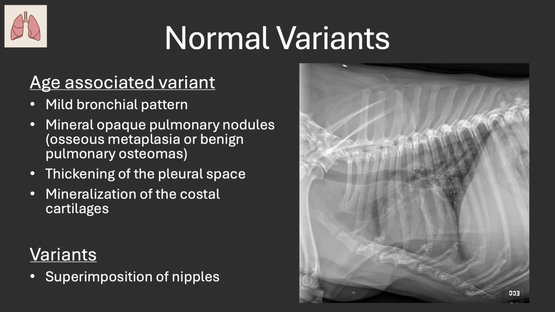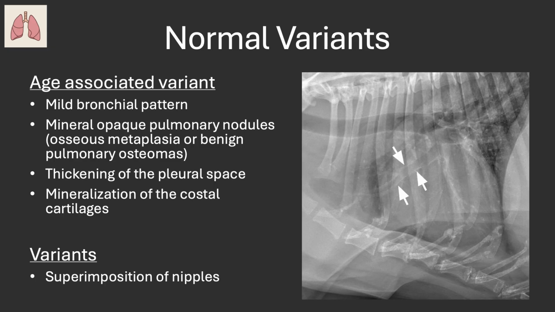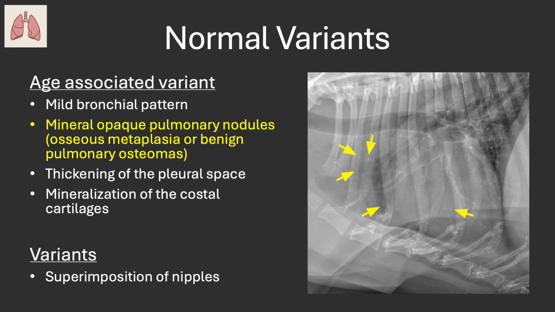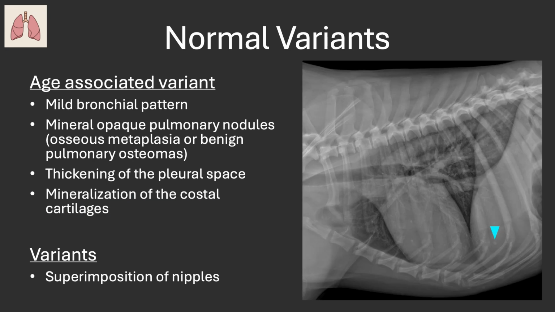In aged animals and with increasing quality of our radiographic systems, benign age-associated findings include mild increased opacity of bronchial walls, noted by the white arrowheads, discrete mineral opaque pulmonary nodules, demarcated by the yellow arrowheads, which are most consistent with benign pulmonary osteomas, and occasionally pleural thickening or mineralization of the costal cartilage, as noted by the pink arrowheads. These are clinically insignificant findings and considered normal age-associated variants.